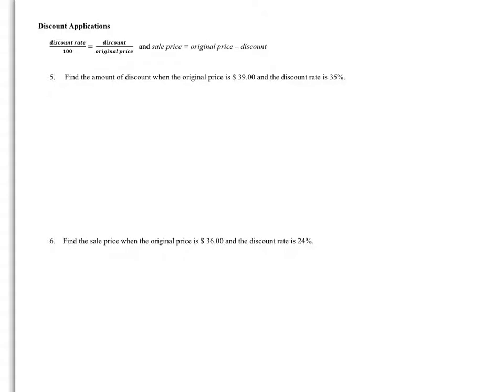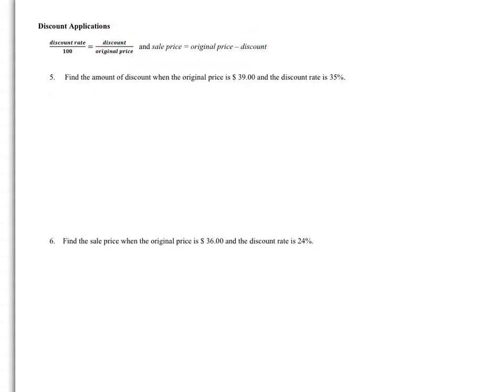Up next, we have some discount application problems, and with discounts, the discount rate divided by 100 is equal to the discount divided by the original price. So there are some definite similarities between all these formulas that we're using. It's a percent over 100 and a part over a total. That kind of is repeated throughout these sections. One other bit to pay attention to is that we're going to need to occasionally find a sale price. So a sale price is equal to the original price minus the discount, which we would find using our discount proportion.